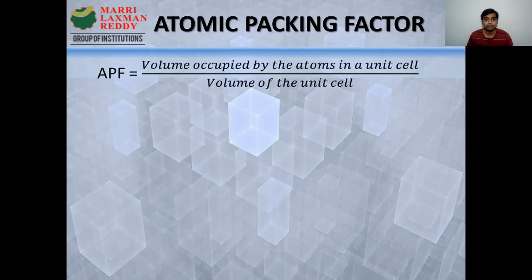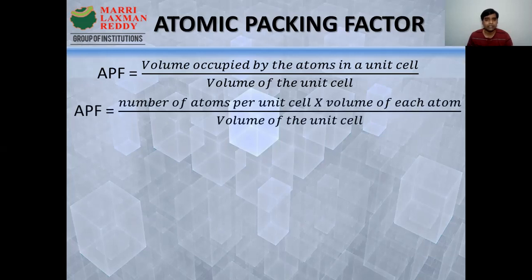Now the important parameter is atomic packing factor, APF. From this APF we can conclude whether the structure is closely packed or loosely packed. So APF means the volume occupied by the atoms in a unit cell to the volume of the unit cell. The volume occupied by the atoms in a unit cell we can write as the number of atoms per unit cell into the volume of each atom. So in this FCC structure, the number of atoms per unit cell is 4. Already we discussed. And the volume of an atom can be considered as hard spheres. So sphere volume is 4 by 3 pi r cubed and cell volume is a cubed.